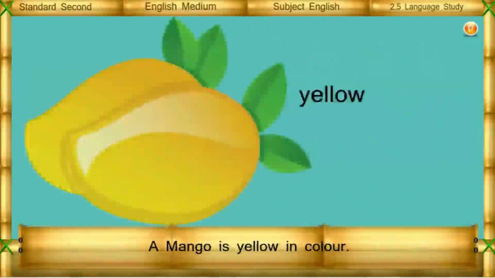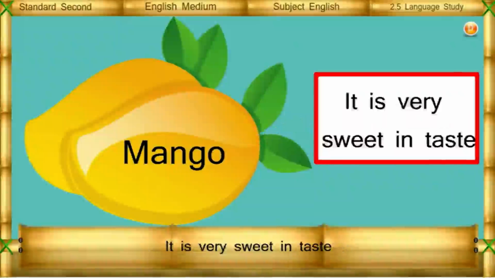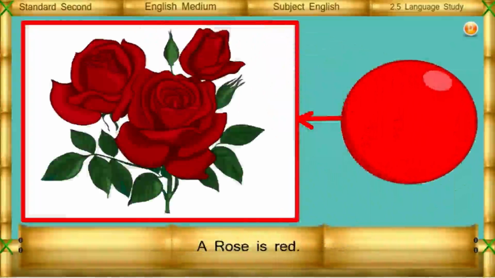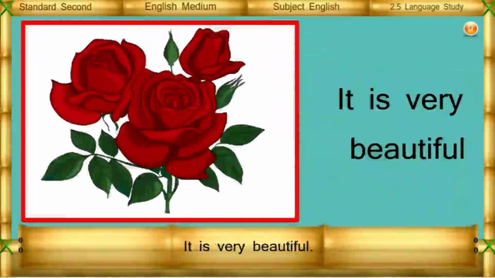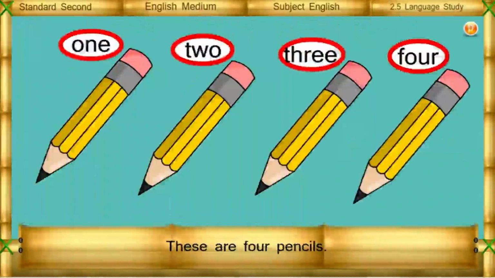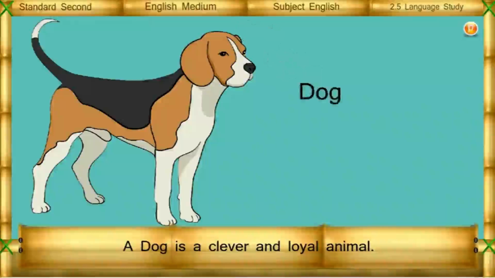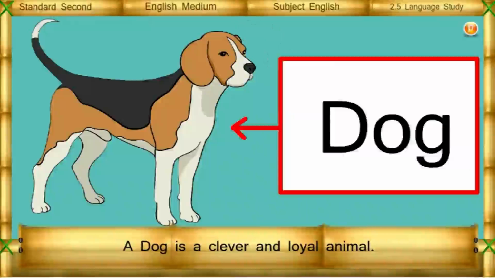A mango is yellow in color. It is very sweet in taste. A rose is red. It is very beautiful. These are 4 pencils. We use sharp pencils to write. A dog is a clever and loyal animal.